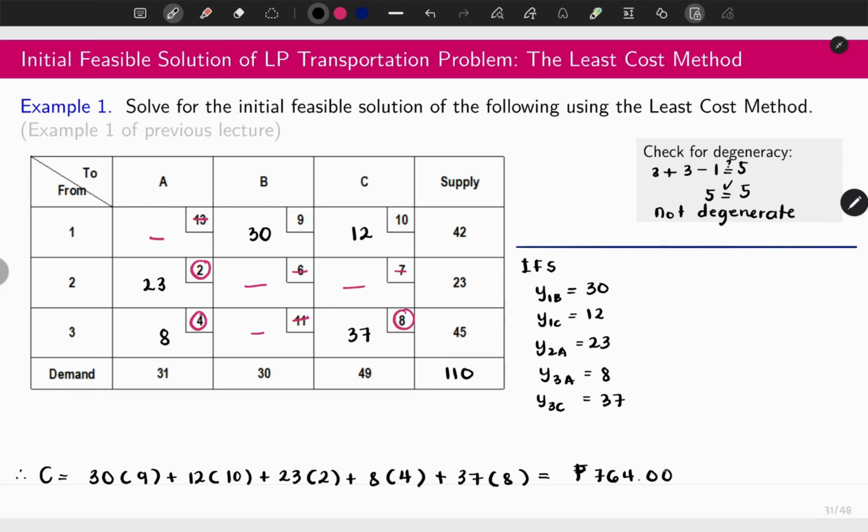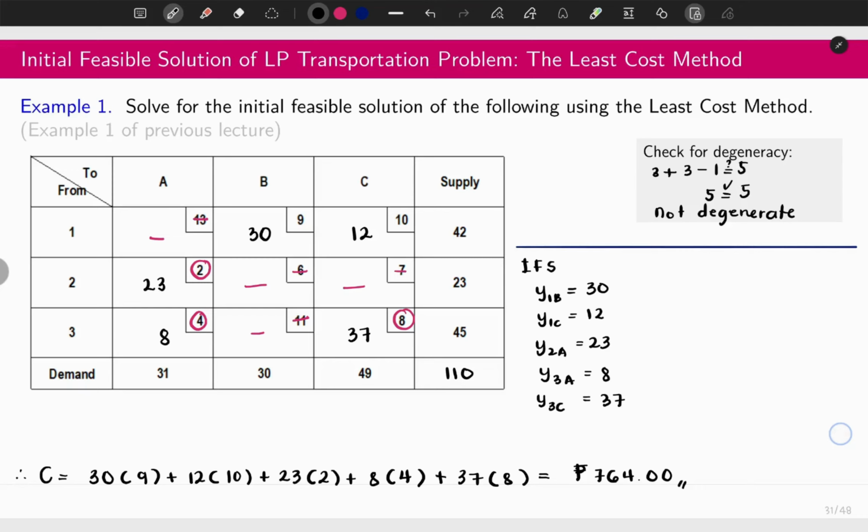Again, how do we interpret this? It takes 764 pesos to transport these goods from sources 1, 2, 3 to destinations A, B, C. In the northwest corner, we got 1,004 for this problem. So, generally, obviously, the least cost method provided us a lower alternative.